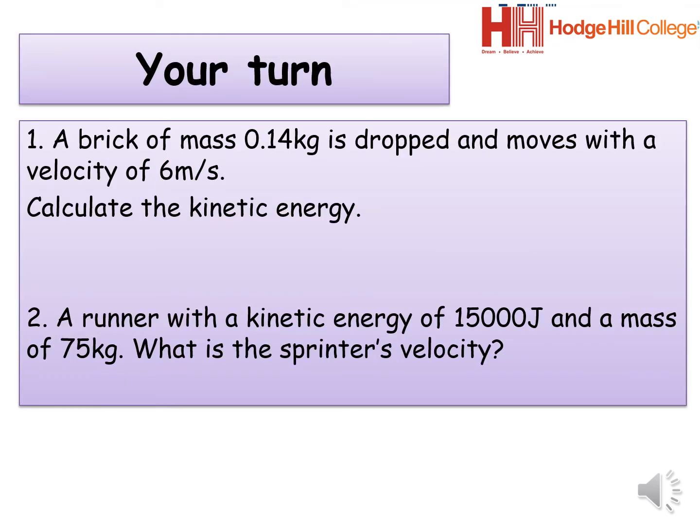Okay, your turn now, guys. So we're using the two equations to answer these questions that we've just looked at. If you are struggling, go back, rewind the video back to look at my examples on the previous slide. The first question is a brick of mass 0.14 kilograms is dropped and moves with a velocity of 6 meters per second. Calculate the kinetic energy. So that is KE that we are calculating. And number 2 is a runner with a kinetic energy of 15,000 joules and a mass of 75 kilograms. What is the sprinter's velocity?